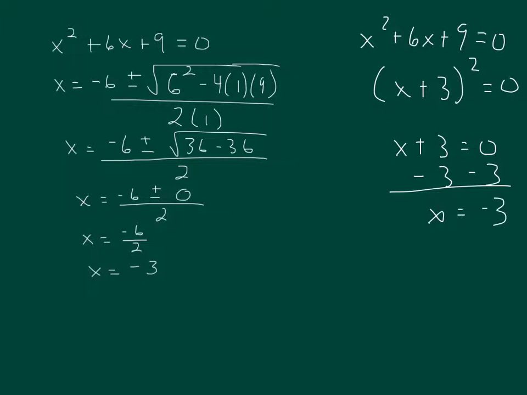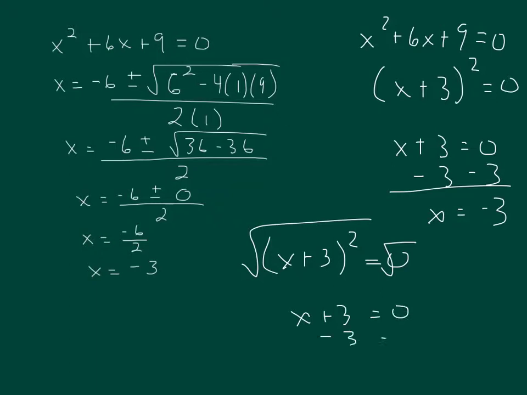I'm just showing you that there are all these different options to finding out what x is. You could also, when you do x plus 3 squared equals 0, take the square root, right? You get x plus 3 equals 0. Subtract 3. x equals negative 3. So look at all these different ways that we've taught you. They all work on the same problem.